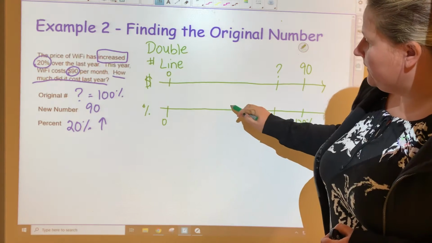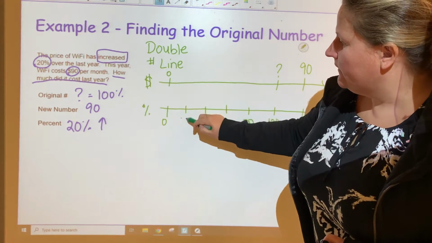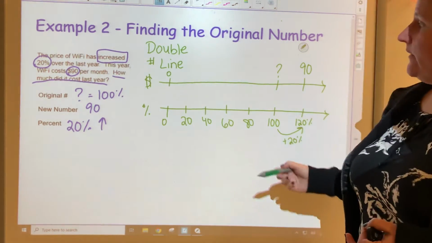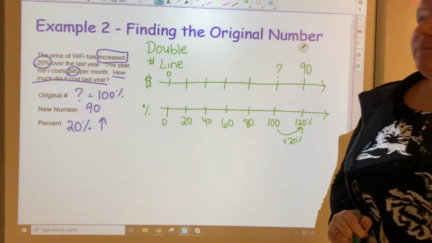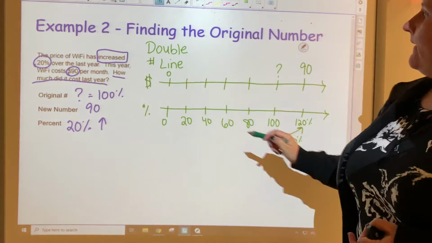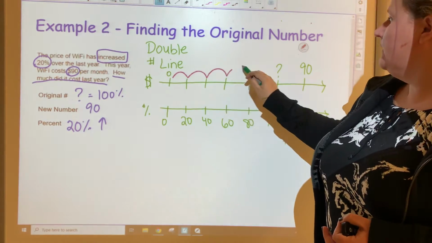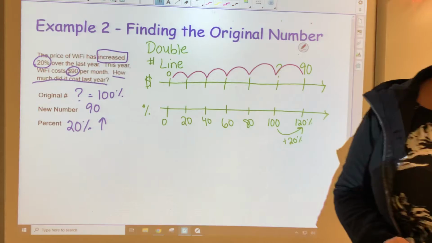So 80, 60, 40, 20. So there's my percents. I'm jumping by 20s at the bottom. And now I have to figure out what I'm jumping by at the top so I can make that jump there. So how many jumps do I have to make to get to 90? 1, 2, 3, 4, 5, 6. I have to make 6 jumps to get to 90.